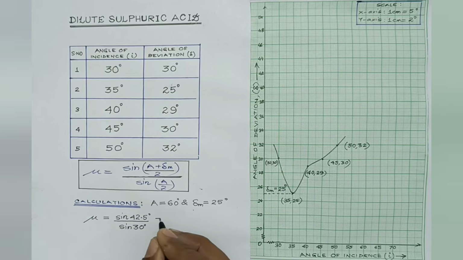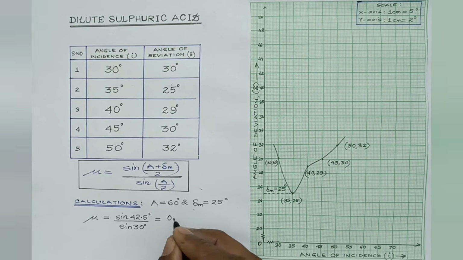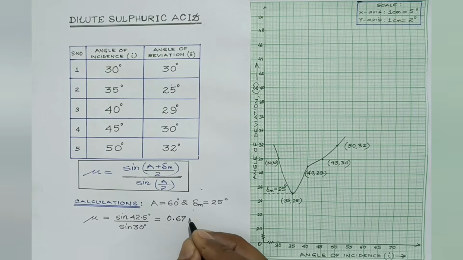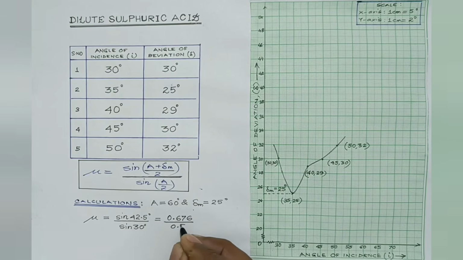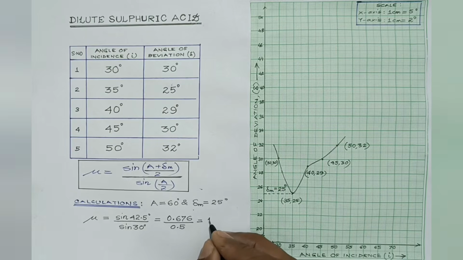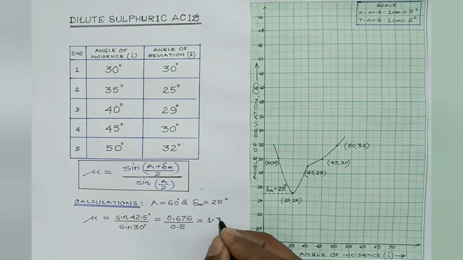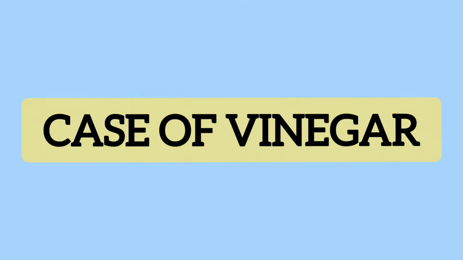So again, using the trigonometric table, sine 42.5 degrees comes out to be about 0.676, and sine 30 degrees is 0.5, half. So the value of the refractive index of dilute sulfuric acid is determined to be 1.352. So it is slightly greater than the refractive index of water and less than the refractive index of vegetable oil.